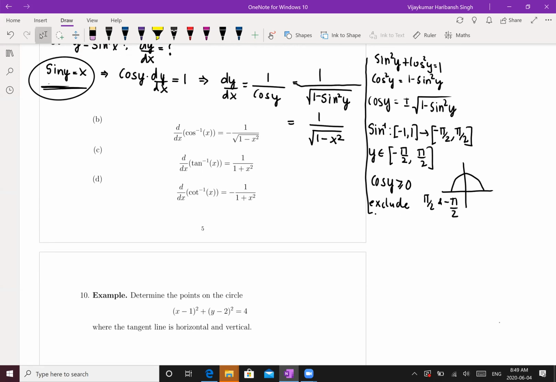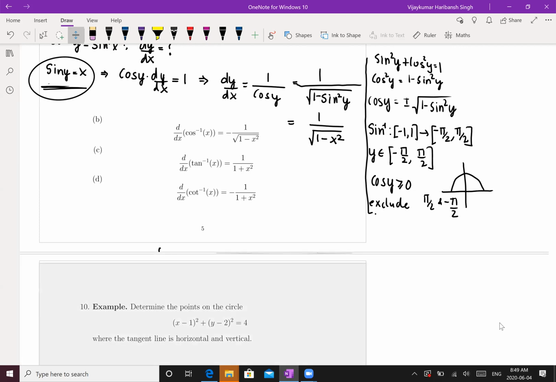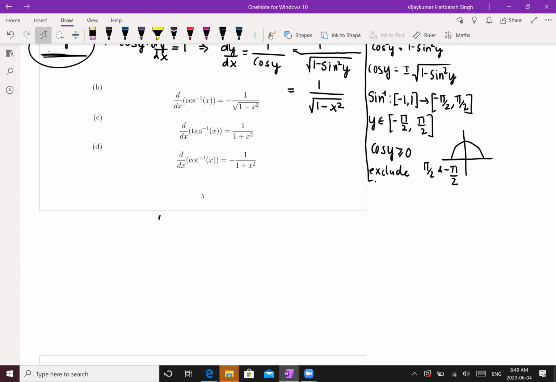If you want, we should do this problem, tan inverse x. Okay, so let's do tan inverse of x. So problem C. Let y be tan inverse of x. This implies tan y equals x. So now what do we get out of that? Take the derivative on both sides. So differentiating on both sides.